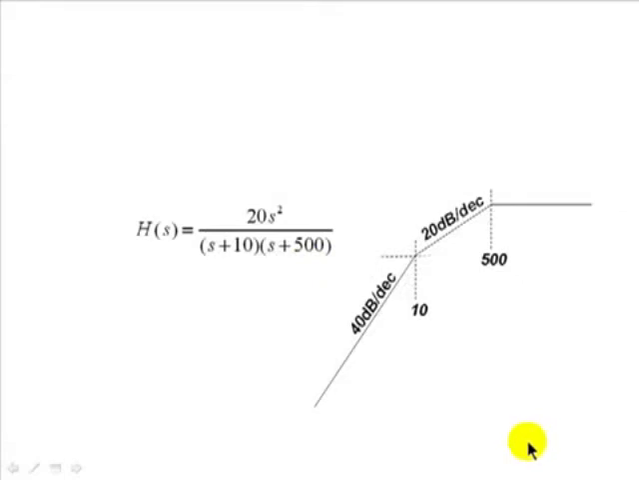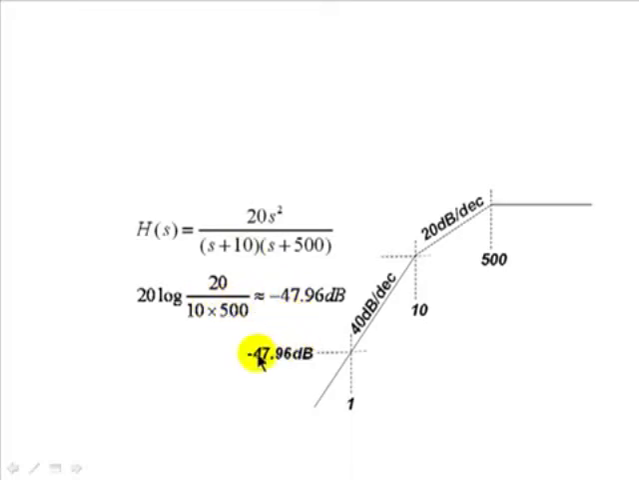To do that, we need to determine the value of that curve at omega 1 radian per second, this value. At 1, the contribution of the two zeros at 0 will be 0. So we can determine this value as 20 log of 20 divided by 10 divided by 500, like this. 20 log of this, 20 divided by 10 divided by 500, that is negative 48 decibels approximately. That is the value of the curve at omega 1.